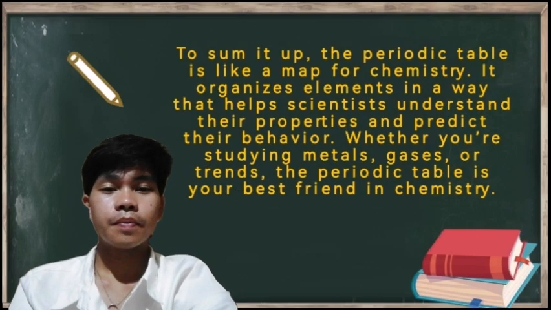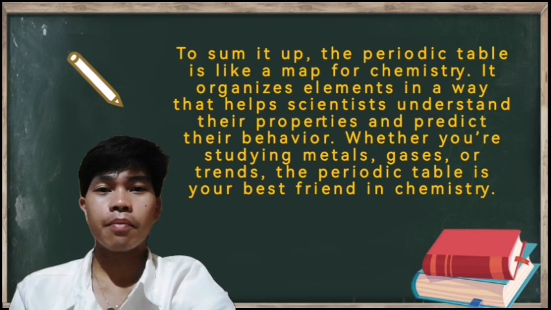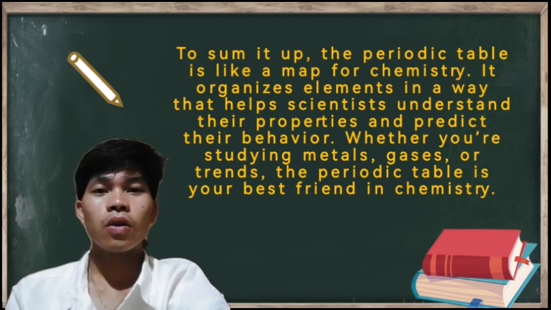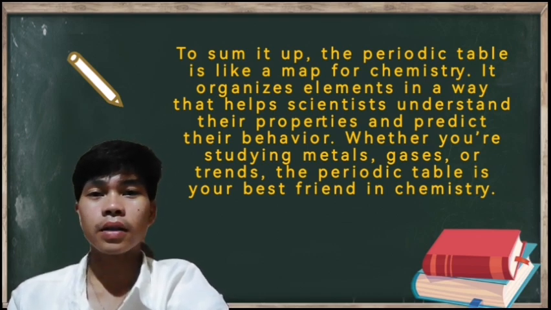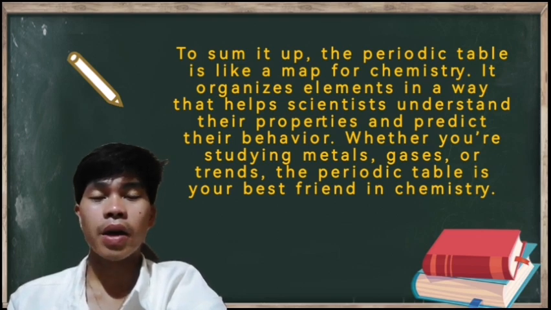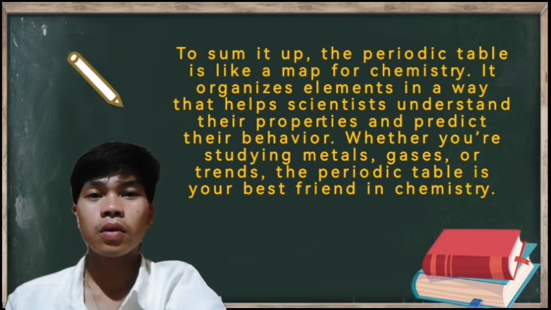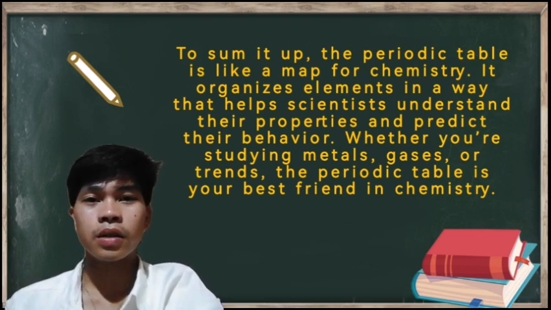To sum it up, the periodic table is like a map for chemistry. It organizes elements in a way that helps scientists understand their properties and predict their behavior. Whether you're studying metals, gases, or trends, the periodic table is your best friend in chemistry.